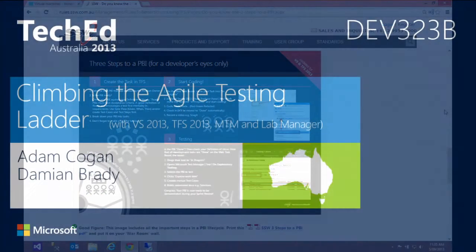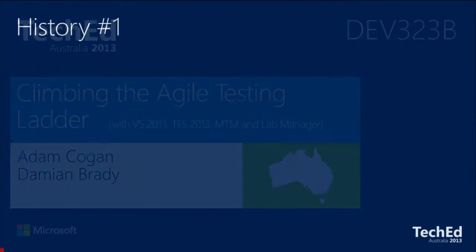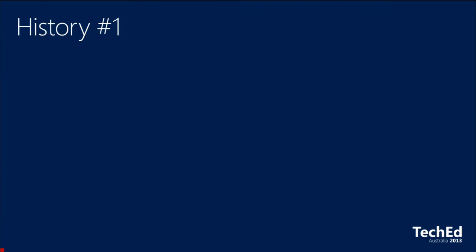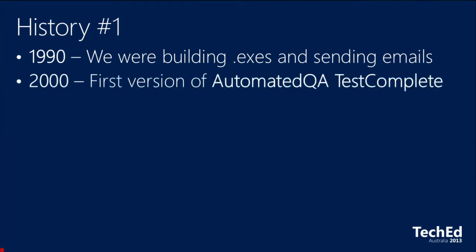All right, so let's move along. How do I move this along? All right, so let me talk through the history. The history, in 1990, we were building software and we were shipping them. The feedback we got back then was basically via emails.